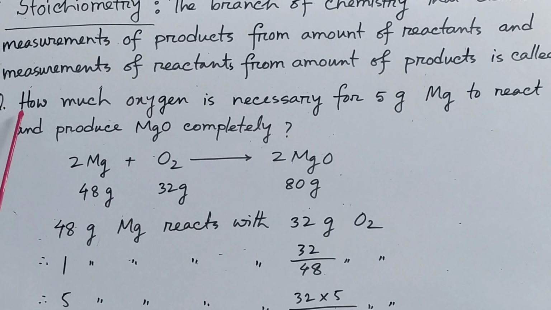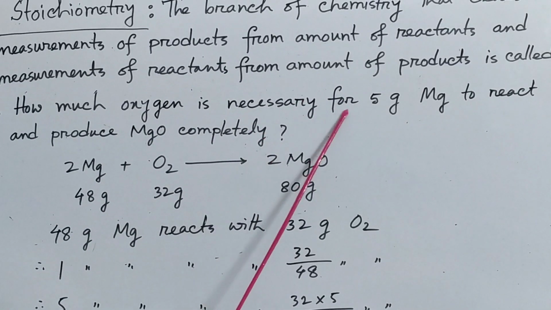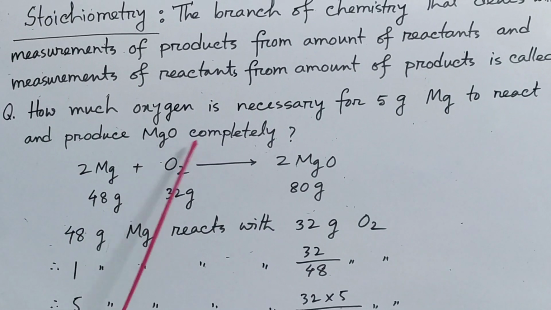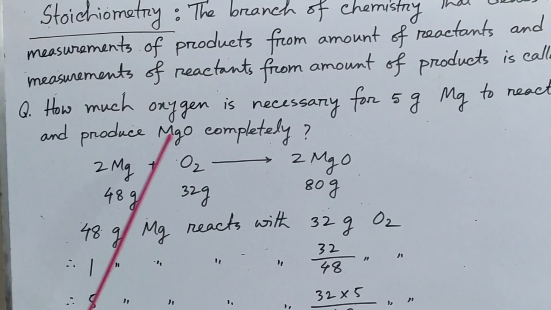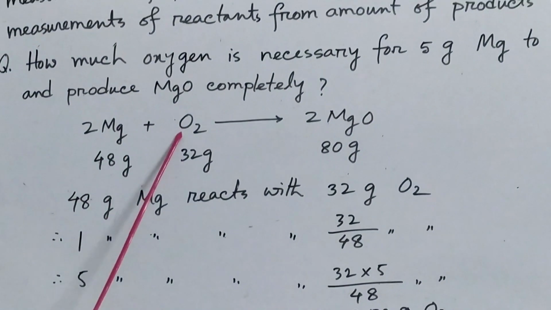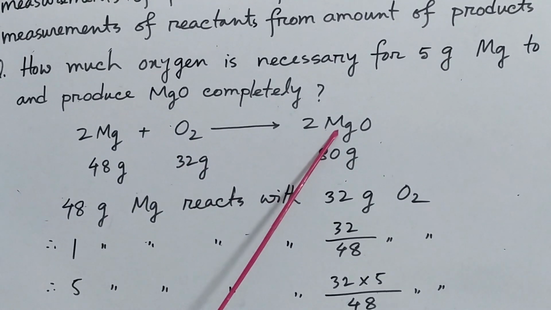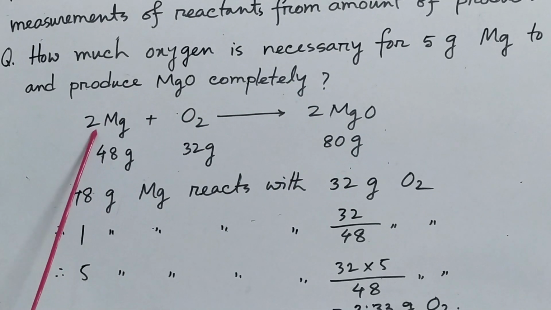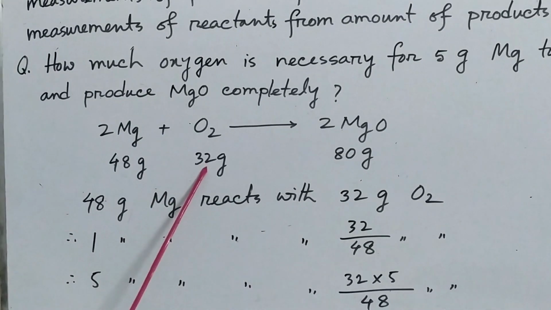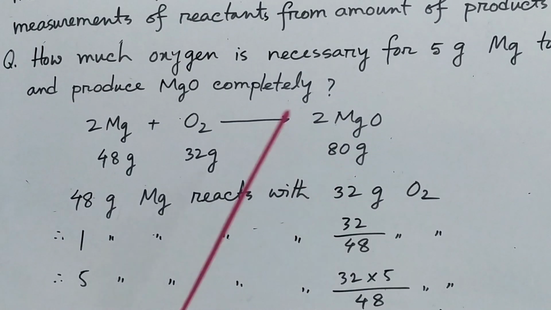Everybody write the question. How much oxygen is necessary for 5 gram magnesium to react and produce magnesium oxide completely? So first of all we have to write the reaction. Magnesium and oxygen react together to produce magnesium oxide. Here 2 magnesium it is 48 gram, oxygen it is 32 gram, and 2 magnesium oxide it is 80 gram.